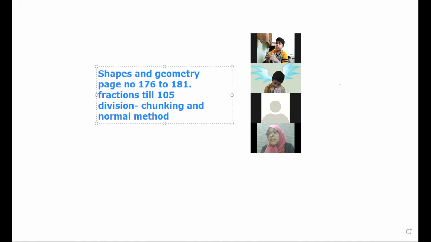That's it. I will never give you a two-digit divisor because I have not taught you, so why will I give it? Ma'am, you can give me one digit by three digits also. Okay, we'll see that. Mohammad Ali, I think you are only prepared with the division part. What about the other chapters? Yeah, ma'am, I'll have to do that. And I know the chunking method very well. I know you are well versed with chunking and normal.